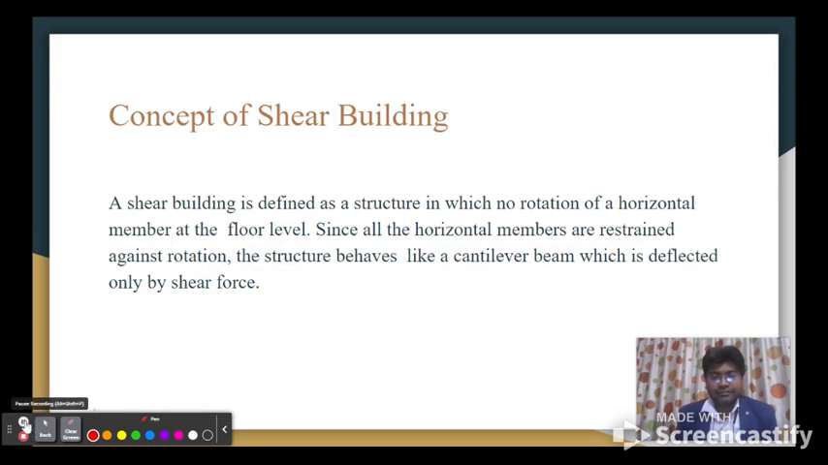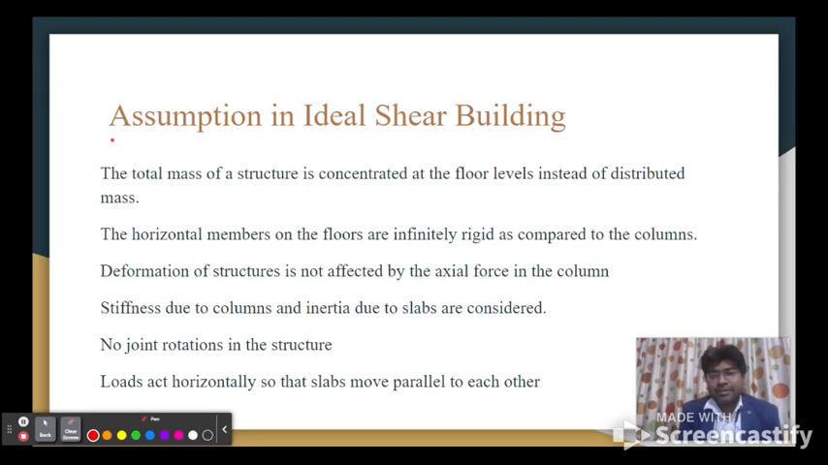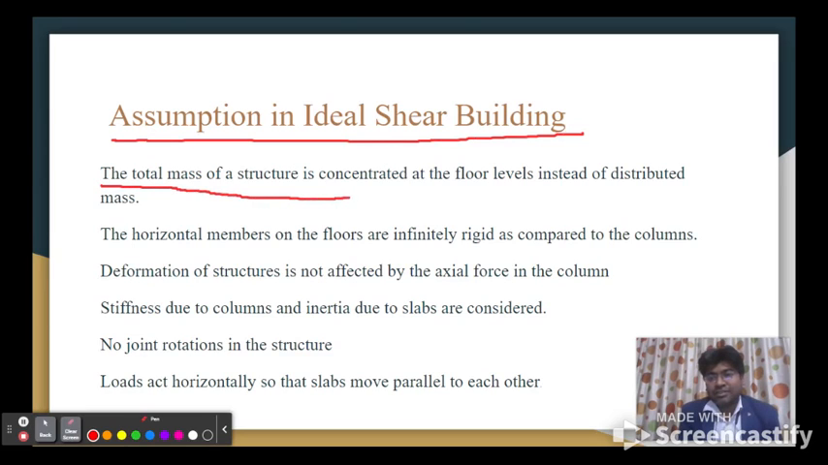Moving on to our assumptions made in ideal shear building. The first assumption is that the total mass of the structure is concentrated at floor levels instead of distributed mass. This is a very important assumption, as it reduces our structure from infinite degrees of freedom to a finite number of degrees of freedom, as it considers lumped masses at the floor level.